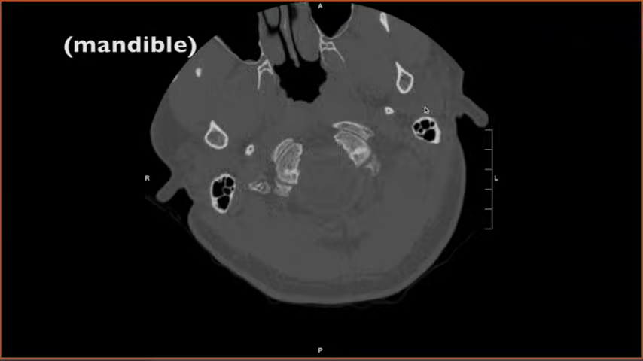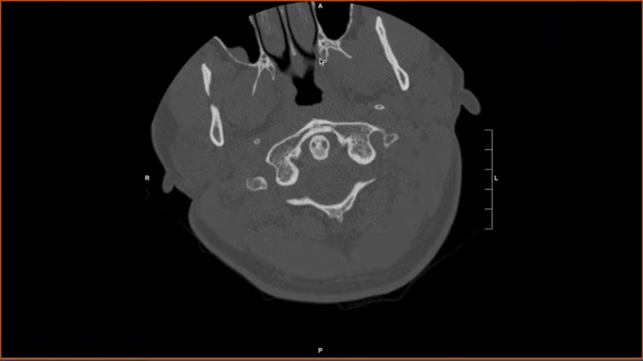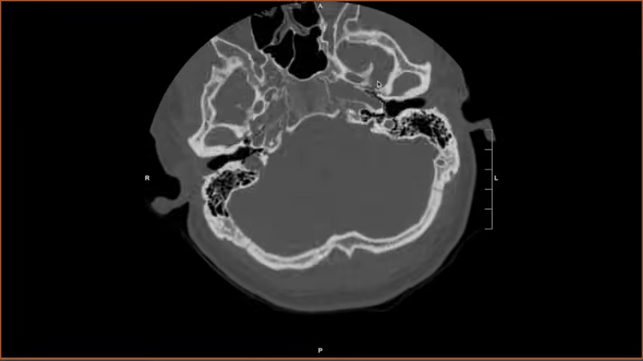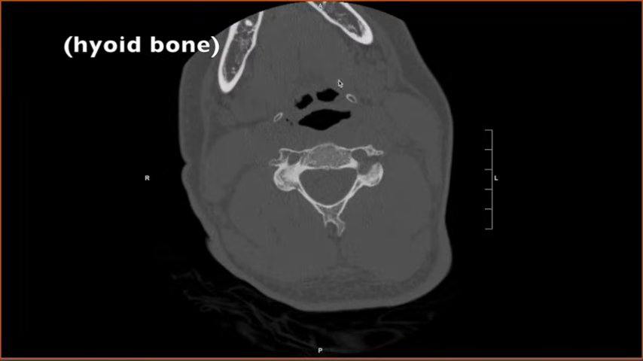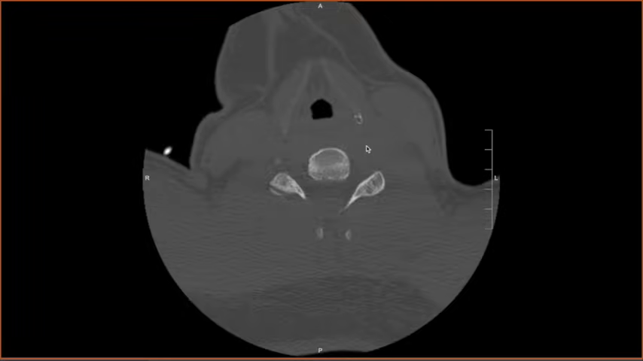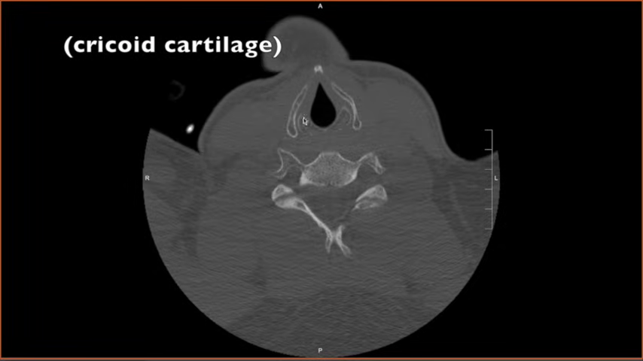Look at the visualized portions of the mandible, look at the pterygoid plates, etc. Things that are often missed in traumas are fractures of the hyoid bone, which is here. Make sure you assess the hyoid bone, the thyroid cartilages for subtle fractures, and the cricoid cartilage here.